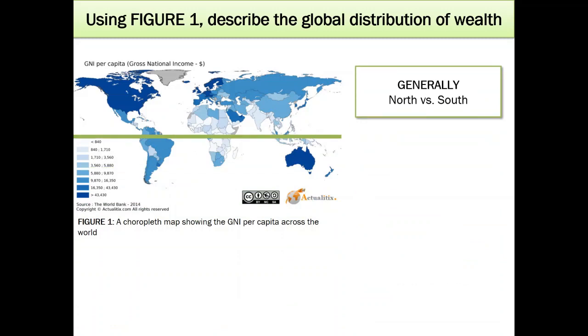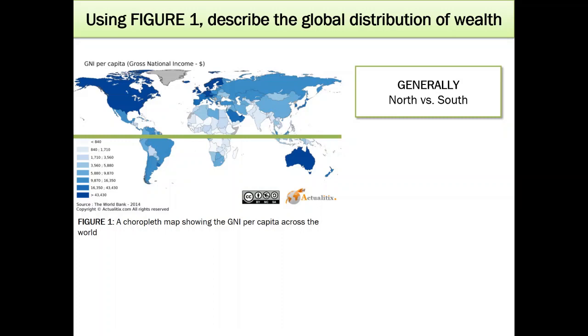So first thing we're going to do is divide the world up using the equator, and we're going to look if there's a difference between the north and the south of the globe. So does the north have more wealth, or does the south have more wealth? Okay, that would be our general trend.